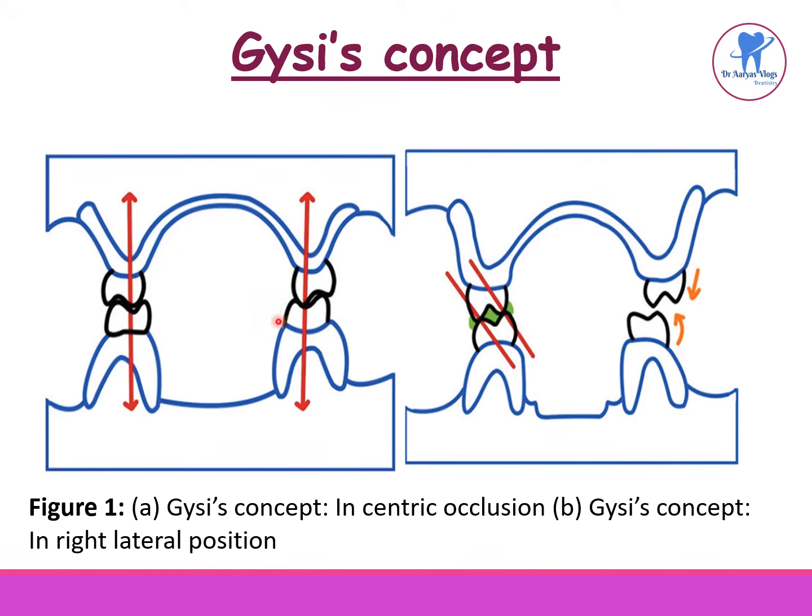And in the centric occlusion, the masticatory force is directed toward the ridges. In this picture, it shows the forces directed toward the ridges. And in right lateral position, the occlusal contact forces are directed away from the ridges. In extreme working lateral position, contacts on both cusp inclines and contact forces are also directed outside the ridges. Okay, here is the Gysi's concept in right lateral position.